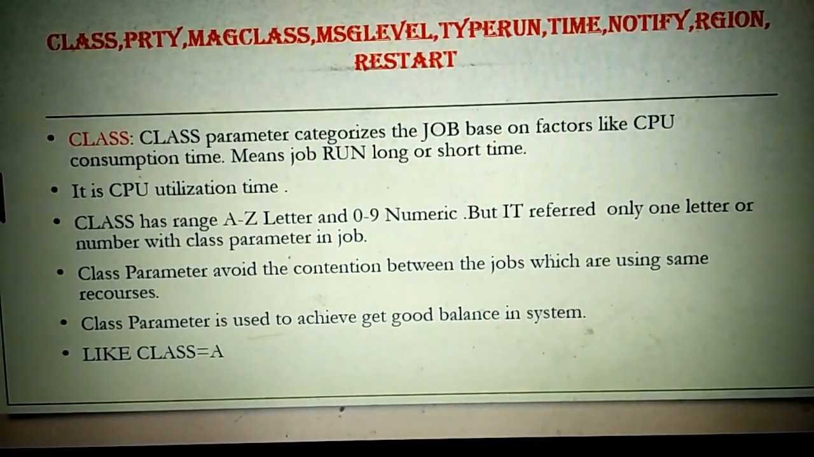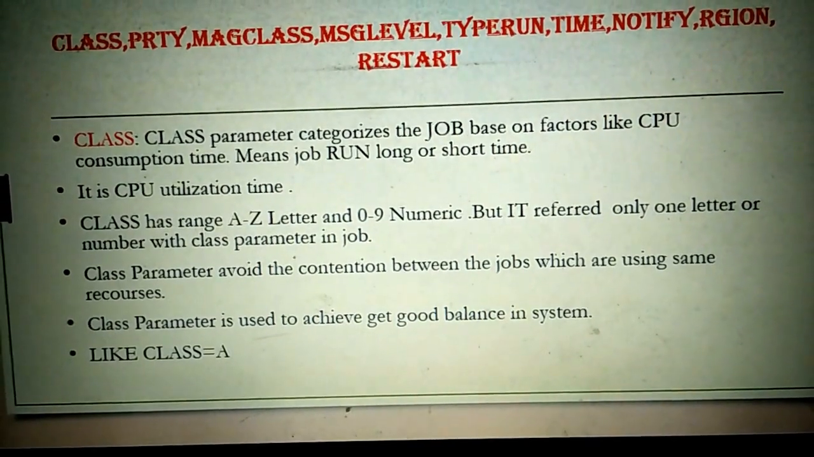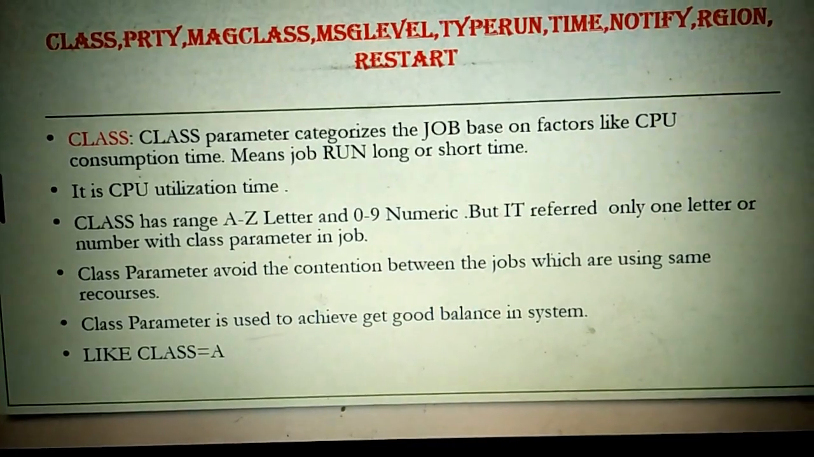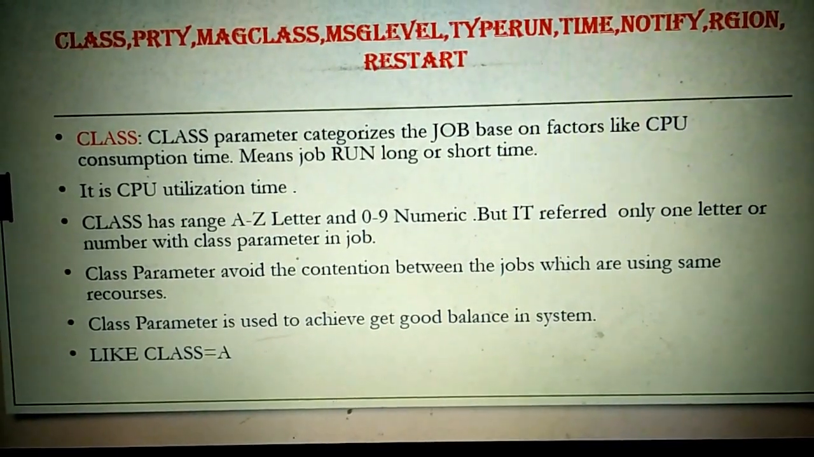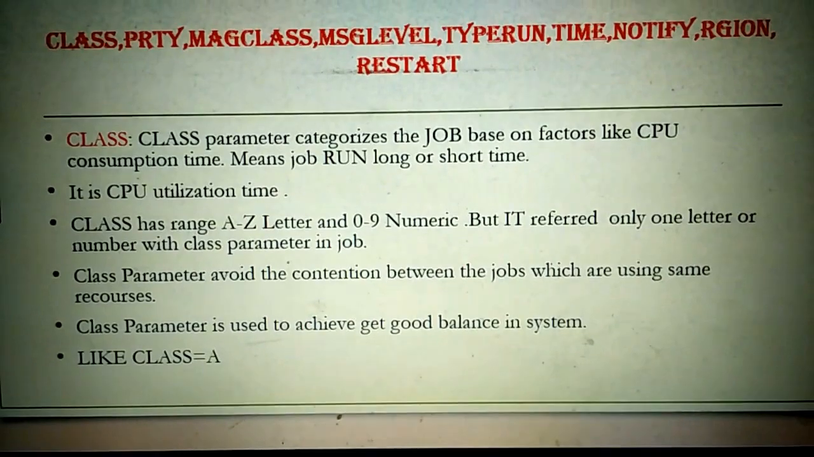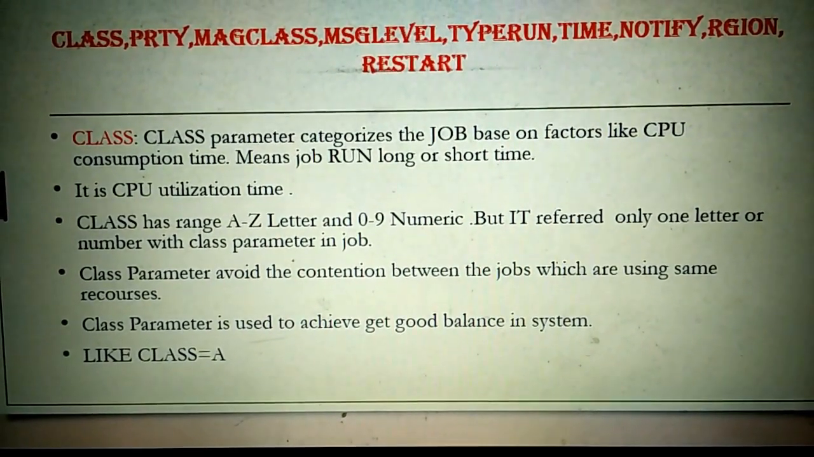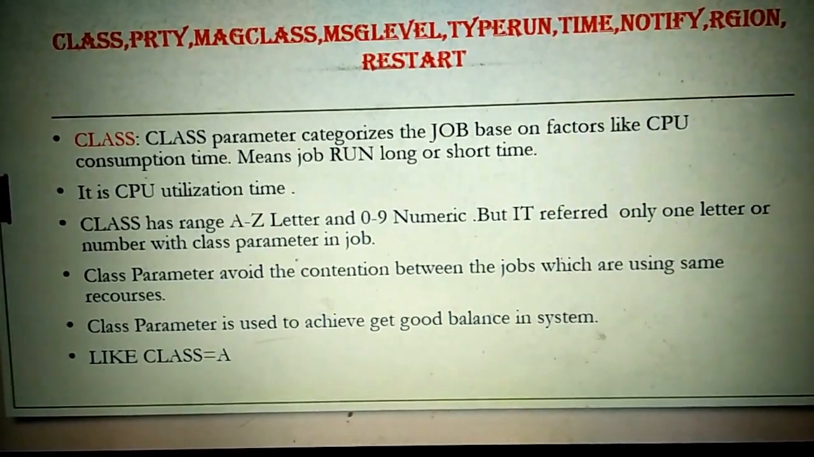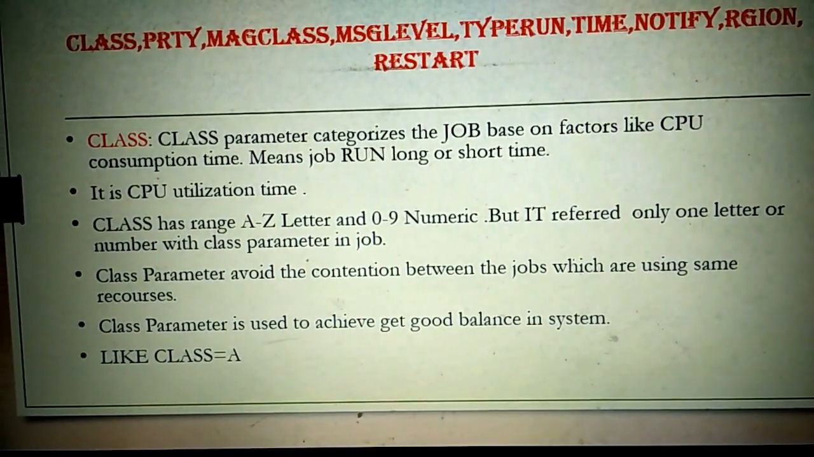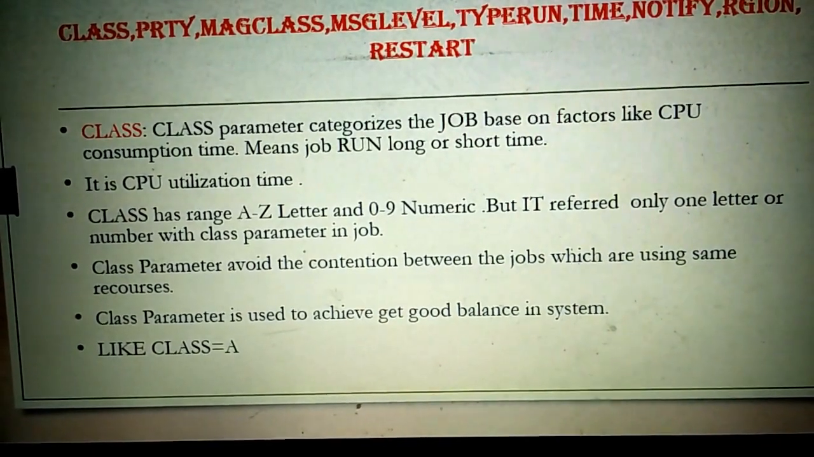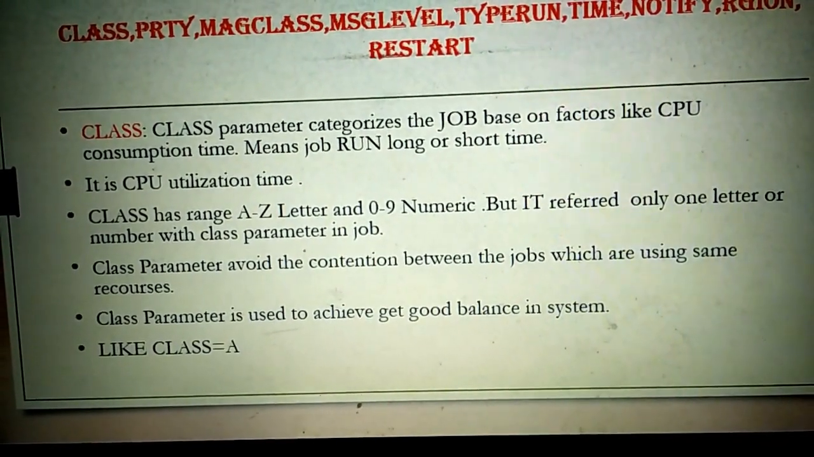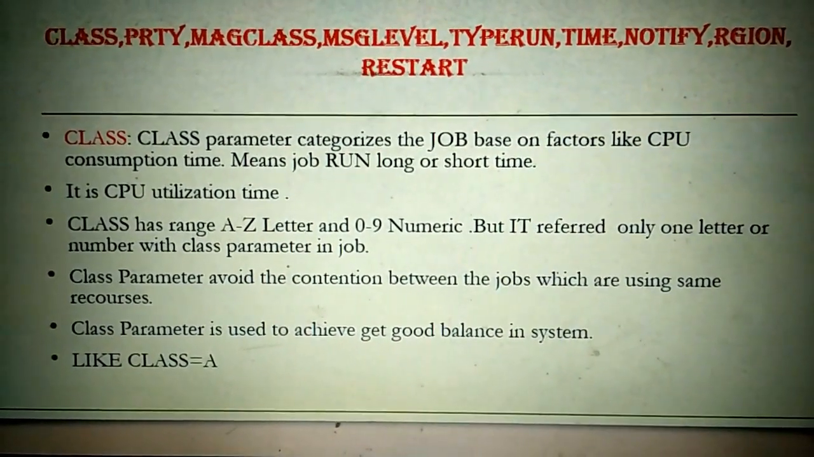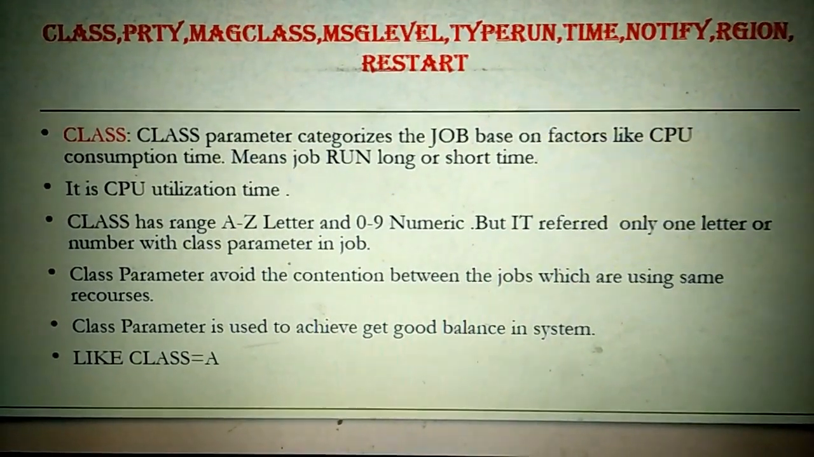The class parameter avoids contention between jobs which are using the same resources, and it is used to achieve a good balance in the system. There are lots of jobs using the same system, the same CPU, and it tries to keep a good balance for running the processes, so that no process gets stuck or becomes slow.